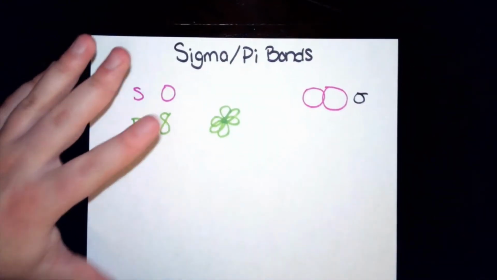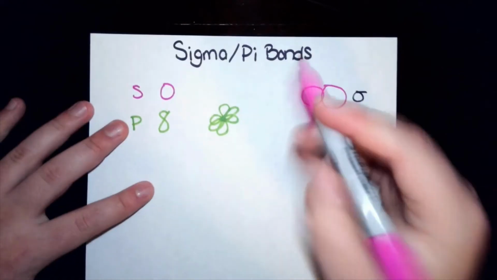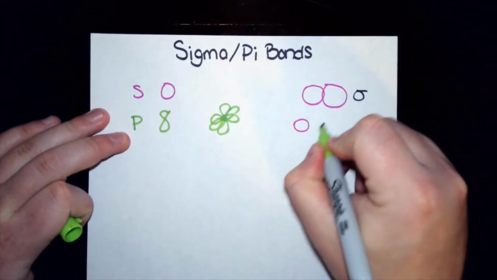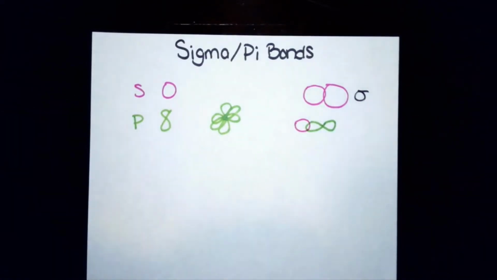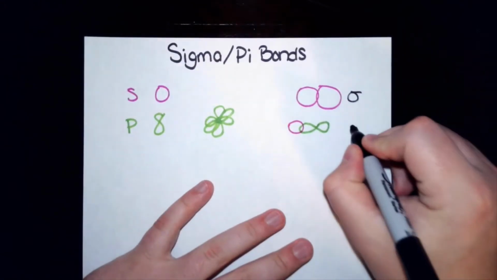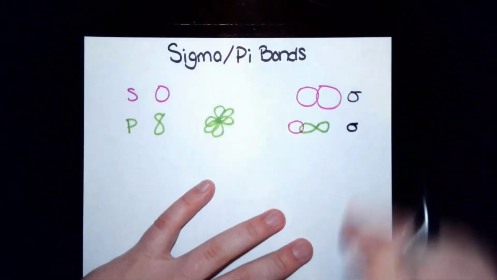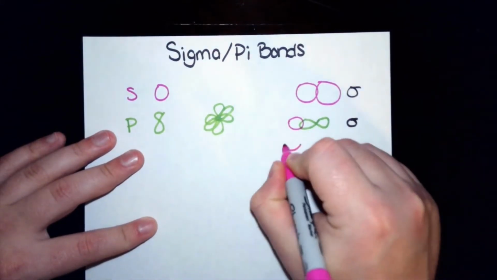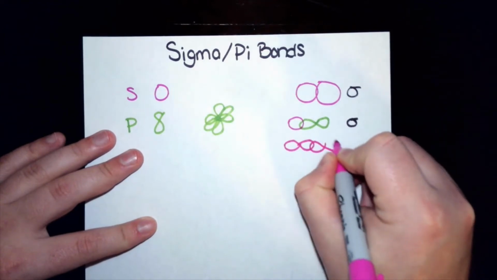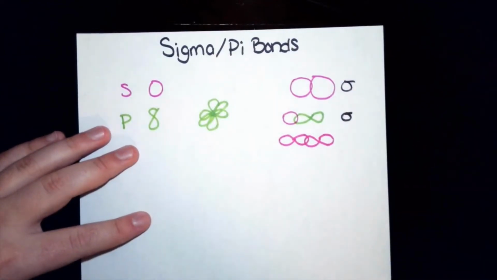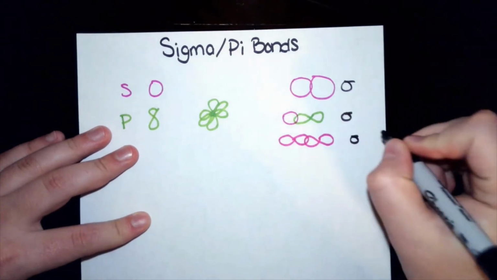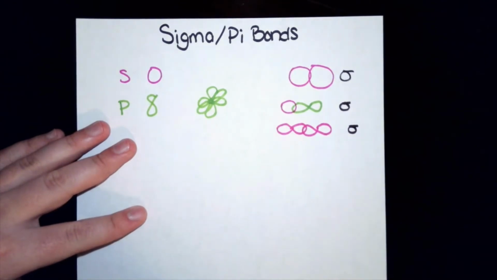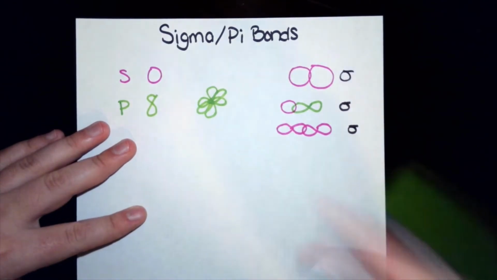It's a sigma bond. If you have an S orbital overlapping with a P orbital, that also forms a sigma bond. If you have 2 P orbitals overlapping head-on like this, that also forms a sigma bond. So as you see, there are many different ways that sigma bonds can be formed. However, if you have 2 P... Oh, I'm sorry, I should have drawn these in green, but you get the point.